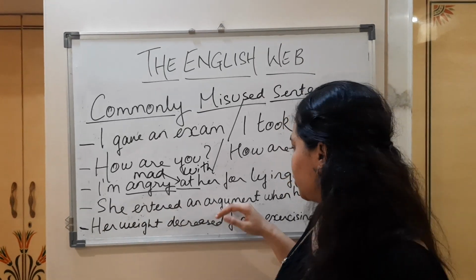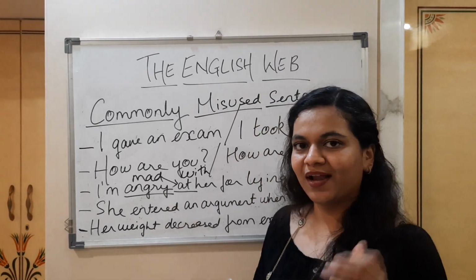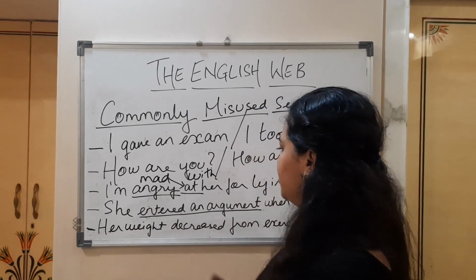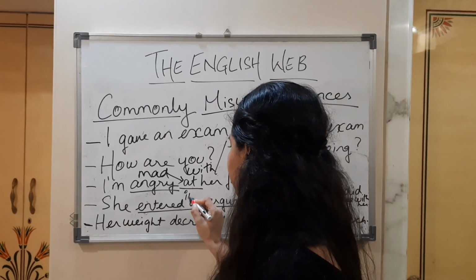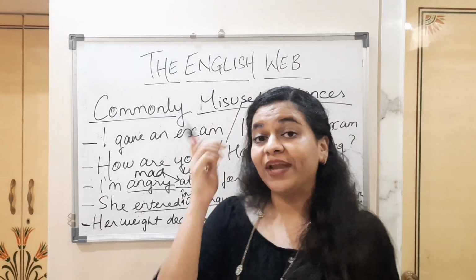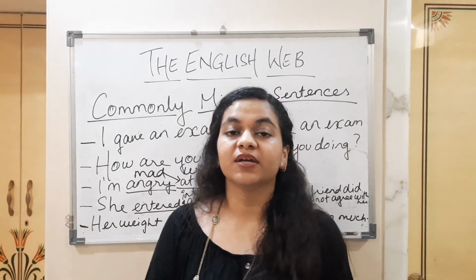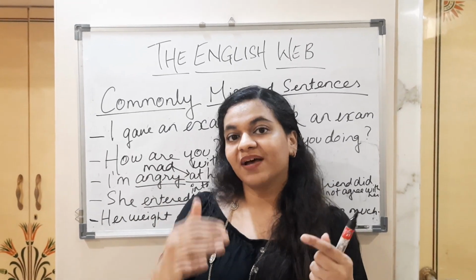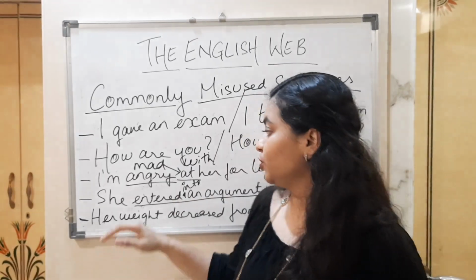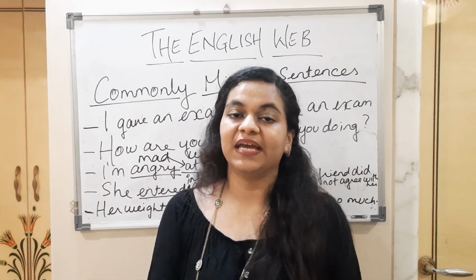She entered an argument when her friend did not agree with her. Now, the mistake over here, like I'm sure you must have assumed, is entered an argument. So what is missing here is the preposition into. Yes. Now, when do you use that? When you are entering into an argument, you are not physically entering. So when something is tangible, that is when you use enter. And when something is intangible, you use she entered into, because you cannot touch that or you cannot physically enter.